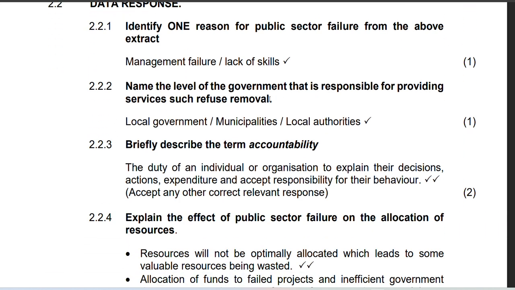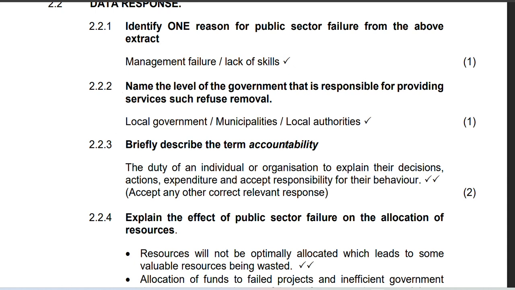2.2.2, name the level of government that is responsible for providing services such as refuse removal. You would have noticed from home that your dustbin, if you are staying in an urban area, is normally collected by the municipality of the area. It could be local municipality, it could be local government, or just municipality. If you're staying in Durban, you'll have the eThekwini municipality collecting the dustbins, which is obviously the refuse. And if you're staying in Khayelitsha, which is obviously part of Cape Town, you'll see the City of Cape Town collecting the refuse.